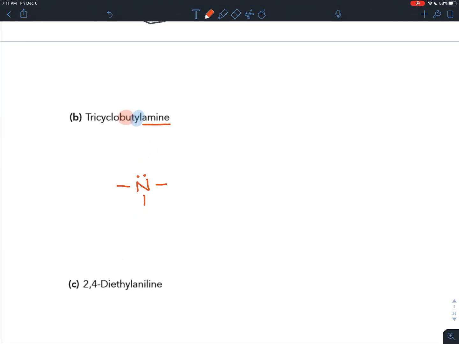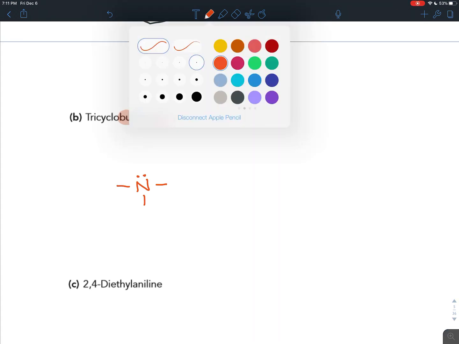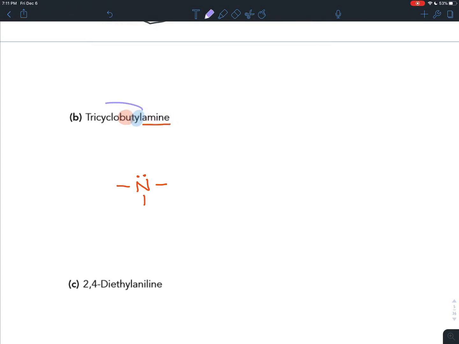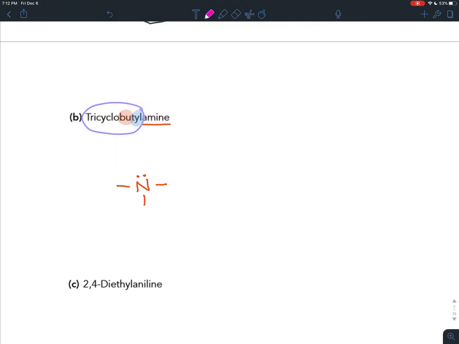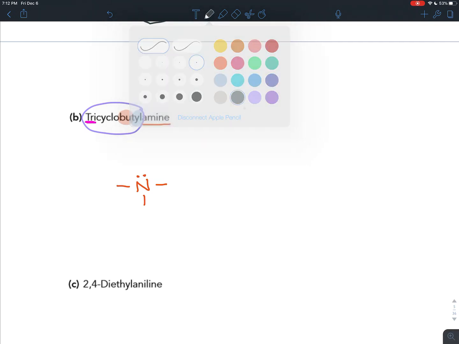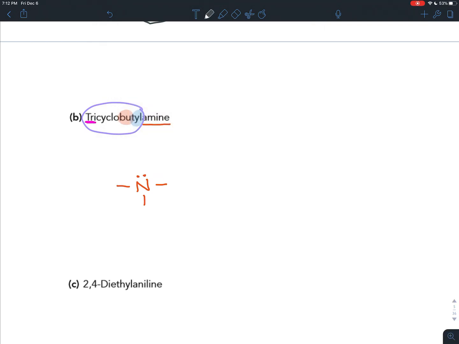And so, what are those bonds going to be? Well, we can look at the branches that are given in front of the backbone. We see the prefix tri. Tri means that we're going to have 3 branches, and they're all going to be the same type. After tri, we see the word cyclo. That means that these branches are going to be going in a ring. And after cyclo, we see but. But stands for 4 carbons. So we're going to have 4 carbon rings.